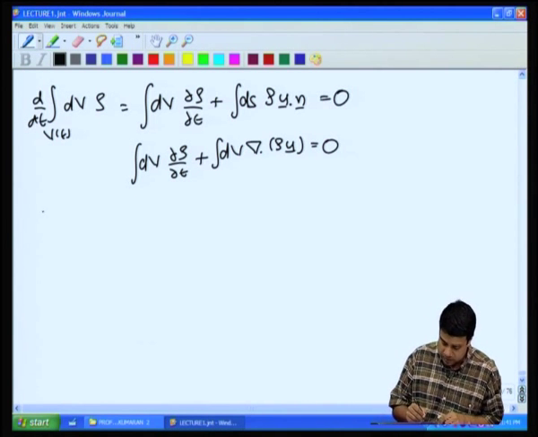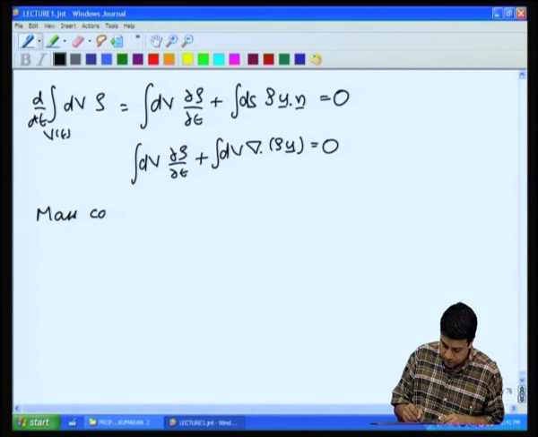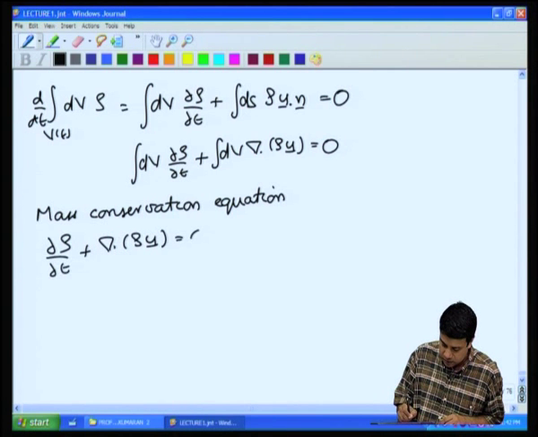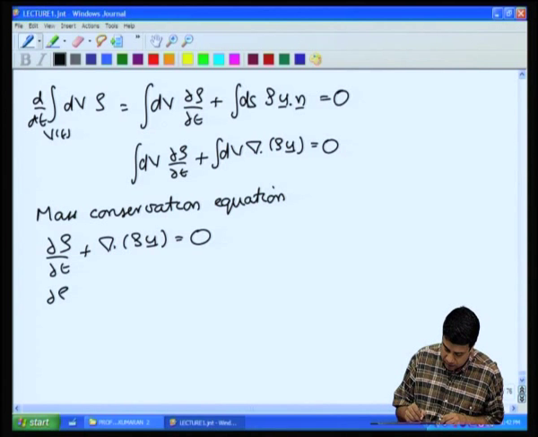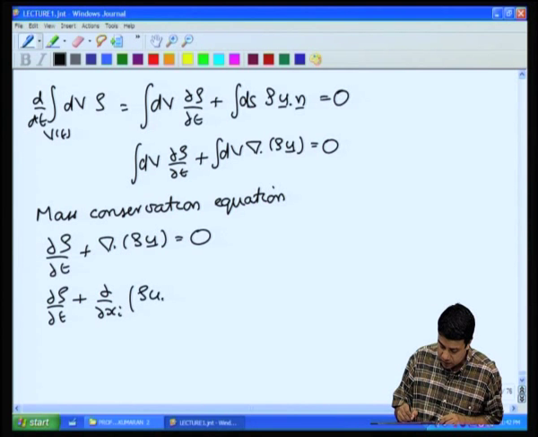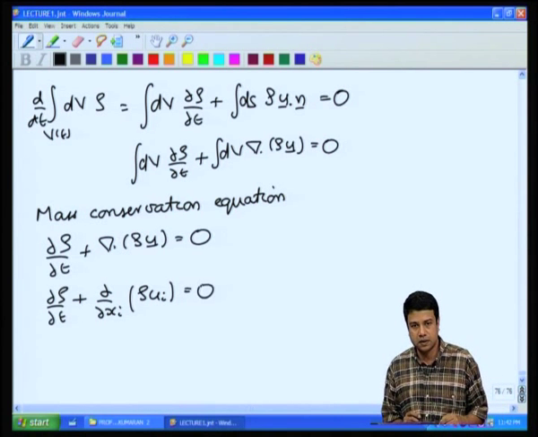And that means that the mass conservation equation is partial rho by partial t plus del dot rho u is equal to 0. So that is the equation for the conservation of mass. In indicial notation, I will write this as partial rho by partial t plus partial by partial x_i of rho u_i is equal to 0. Dot product, repeated index, it is a scalar equation for the density.